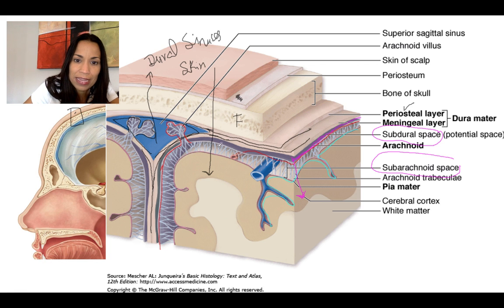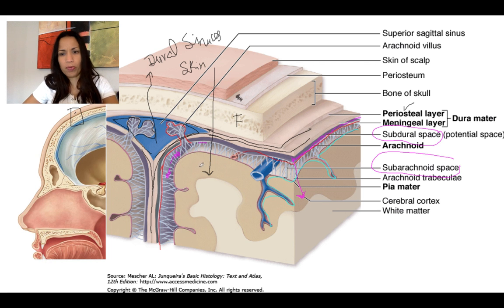The second space that you can see here is called subarachnoid because it's right under the arachnoid. And it's called arachnoid because, as you can see, it looks like a spider web. Okay? So, two spaces, three membranes, meninges of the brain.